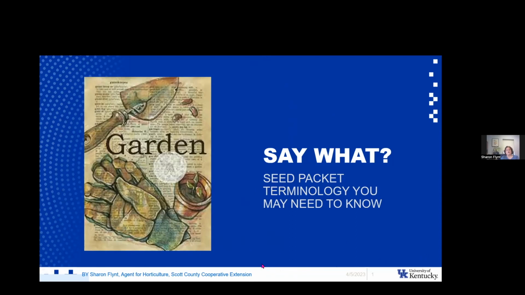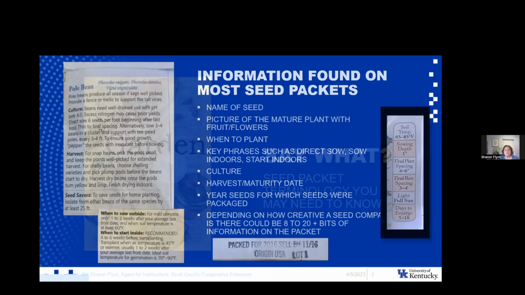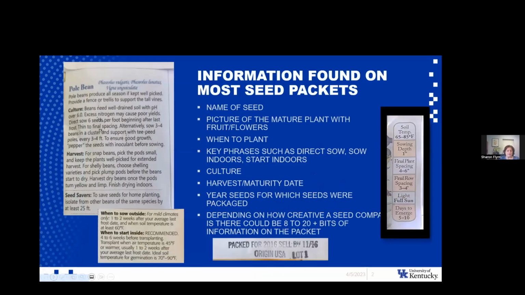It's like, say what? Seed packet terminology you may need to know, or you may have come across and had a few questions about. Of course, there's all of this seed packet information that we all, if you're a gardener, and I assume most of you all are, have that interest, you're very familiar with.